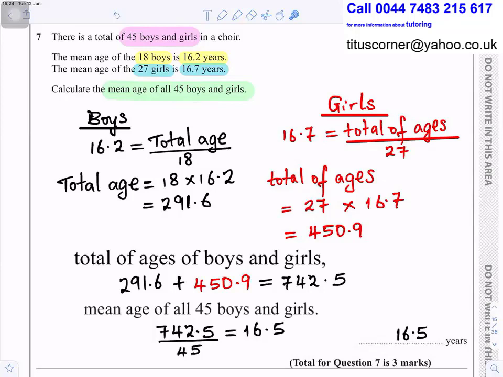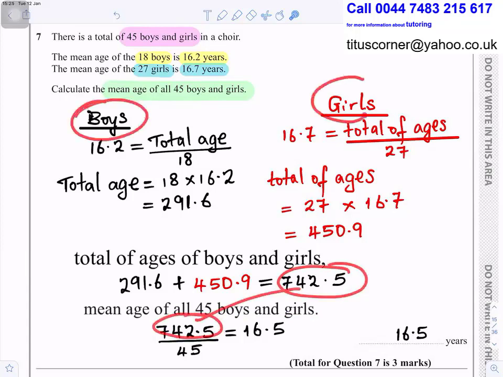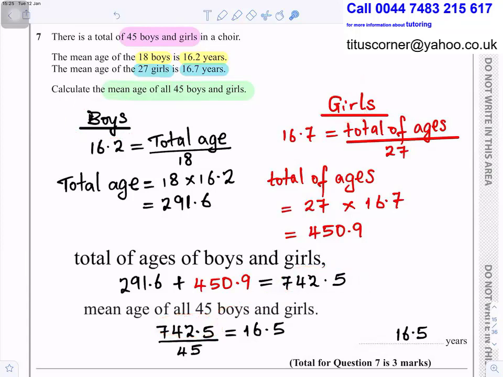So what we want to do now is find the total of the ages of boys and girls. 291.6 for boys plus 450.9 for girls gives you a total of 742.5. So the mean age of all 45 boys and girls is given by the total age of the boys and girls divided by how many boys and girls there are, which is 45. So 742.5 divided by 45 gives you 16.5 years.